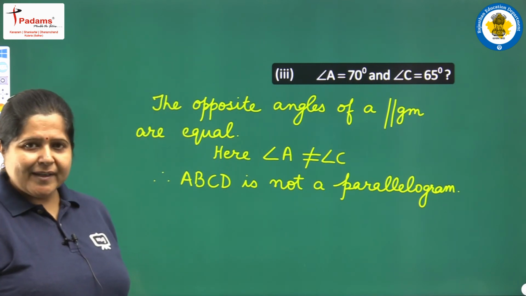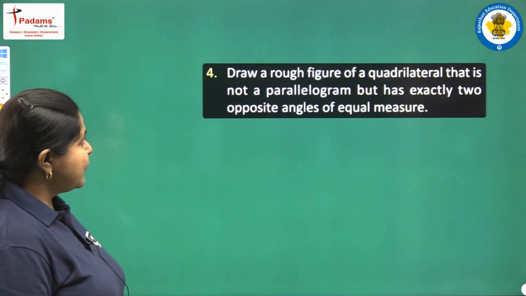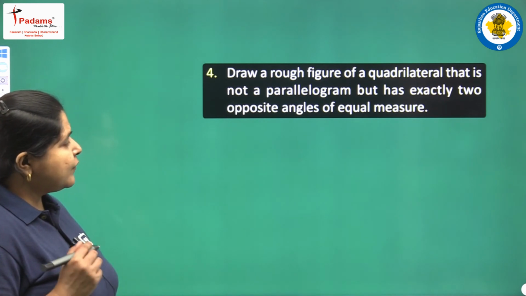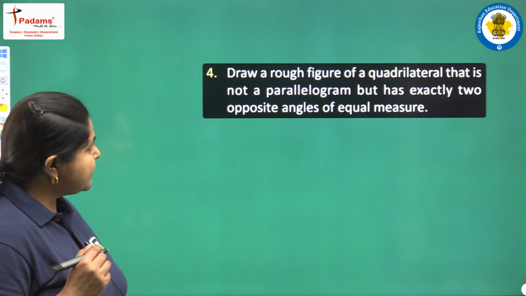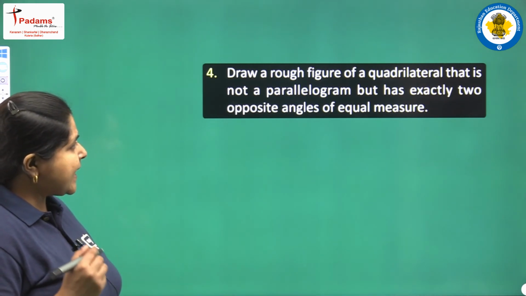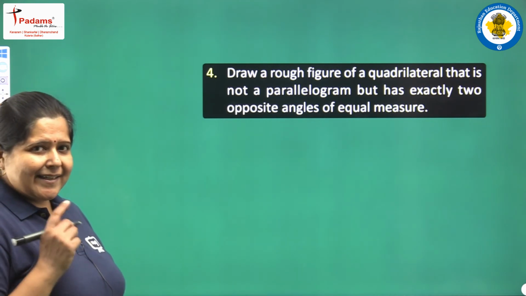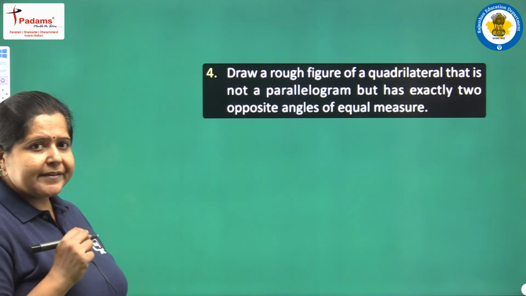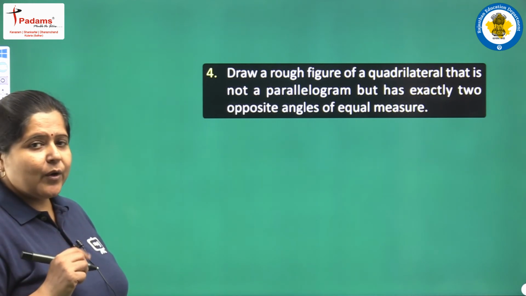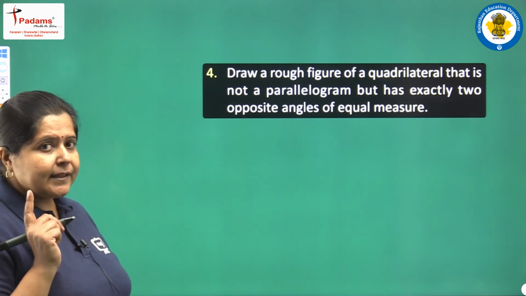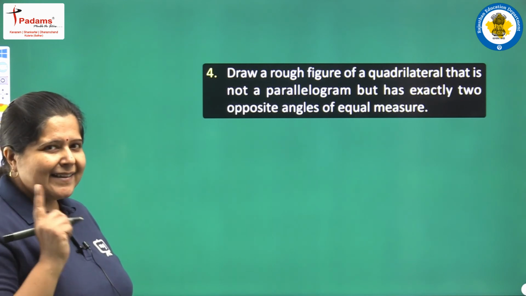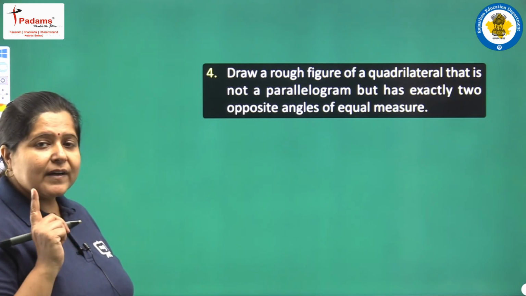Clear to you? Next we have question number 4. Draw a rough figure of a quadrilateral that is not a parallelogram, but still it has exactly two opposite angles of equal measure. Let us recall the types of quadrilaterals that we have learnt till now. One was trapezium, the other one was a kite. Just recall the properties of a kite.